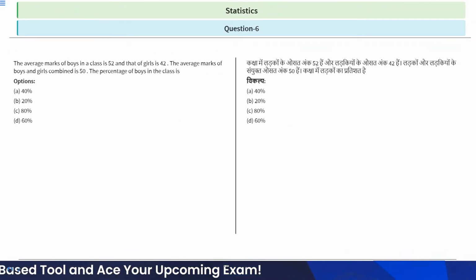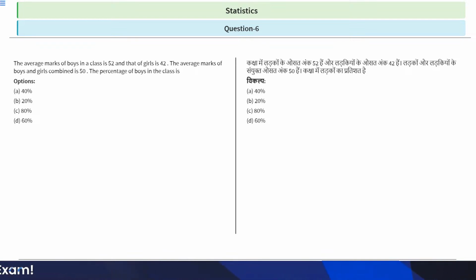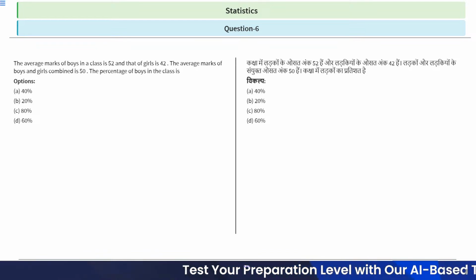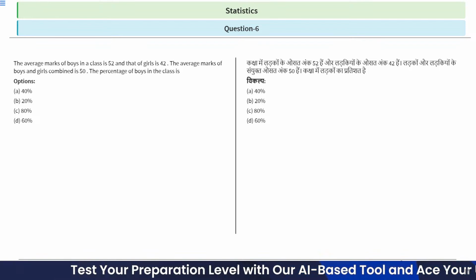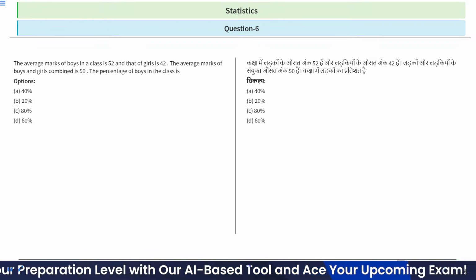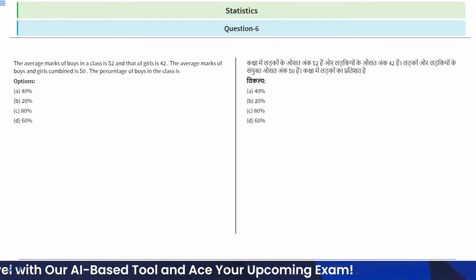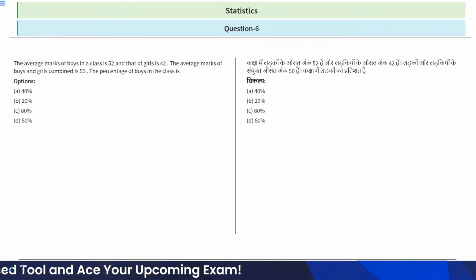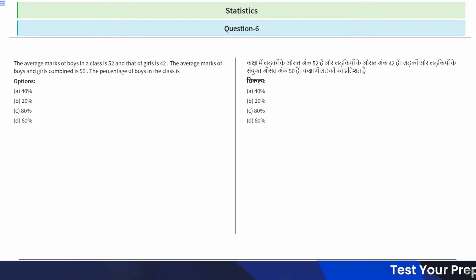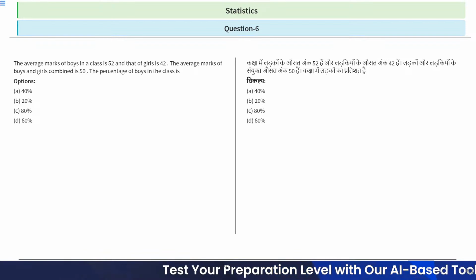Question number 6. The average marks of boys in a class is 52 and that of girls is 42. The average marks of boys and girls combined is 50. The percentage of boys in the class is? So the hint of this question is we will take number of boys as x, number of girls as y. Clear? And the average marks of boys in the class is 52. We will apply the average condition in boys and also in girls. And average marks of boys and girls combined is 50, right? So we will take average of class and equate it to 50.